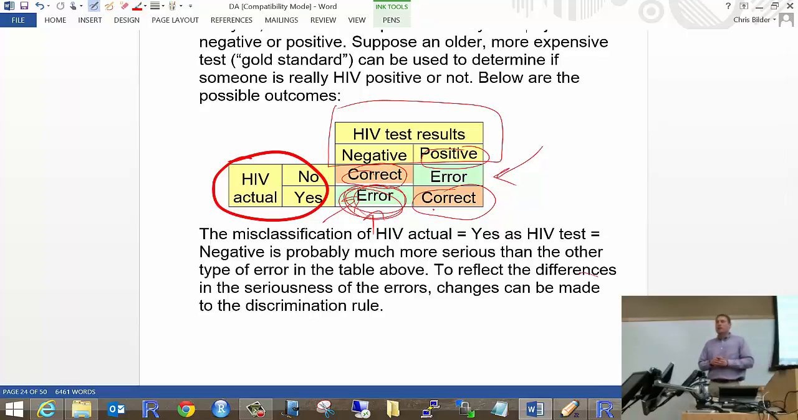The reason being is because now the person thinks that they don't have HIV because the test came back negative, and so therefore they're not undergoing particular treatments that would help them out. Also, obviously, this particular person could be infecting others unknowingly. So that kind of error is more important to control than the previous kind of error. But again, both errors are definitely important.